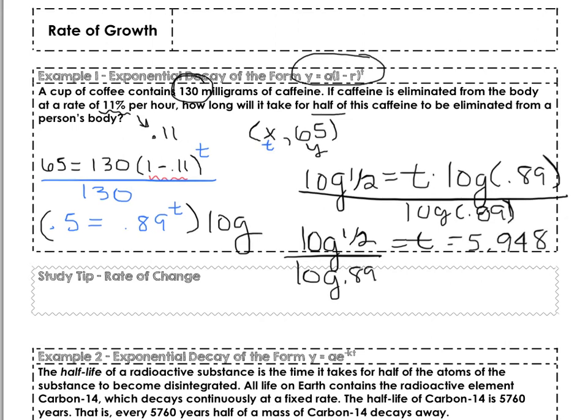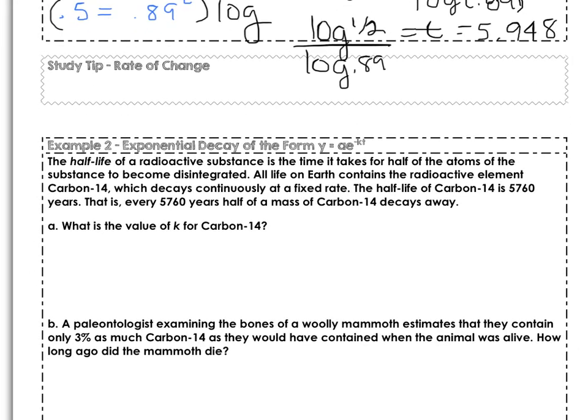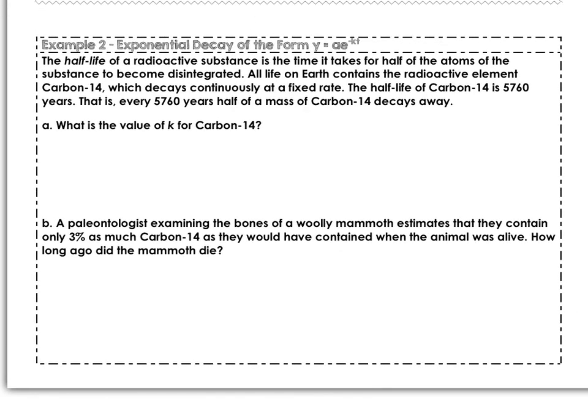So what this means in the context of a real-world problem is it's going to take about 6 hours for half of this caffeine to be eliminated from a person's body. Alright, so the next form of an equation we're going to use is of the form y equals a times e to the negative kt. This will typically be used when dealing with radioactive decay. Scientists actually use this formula.